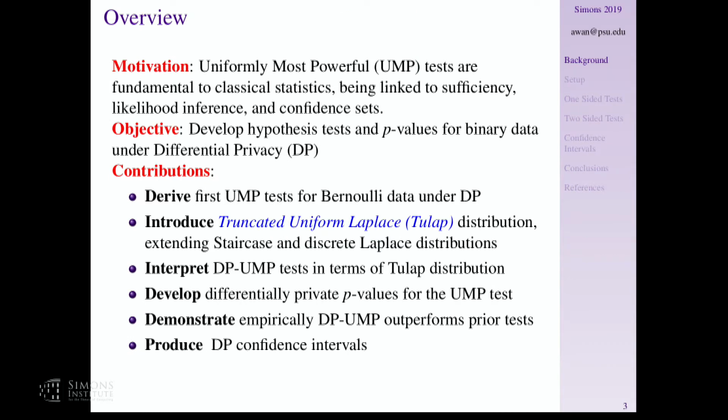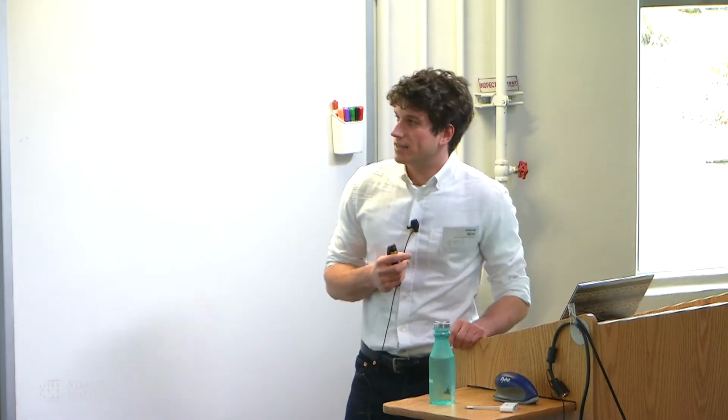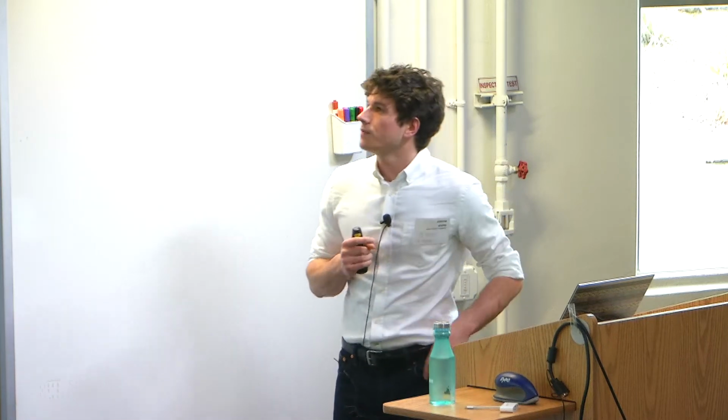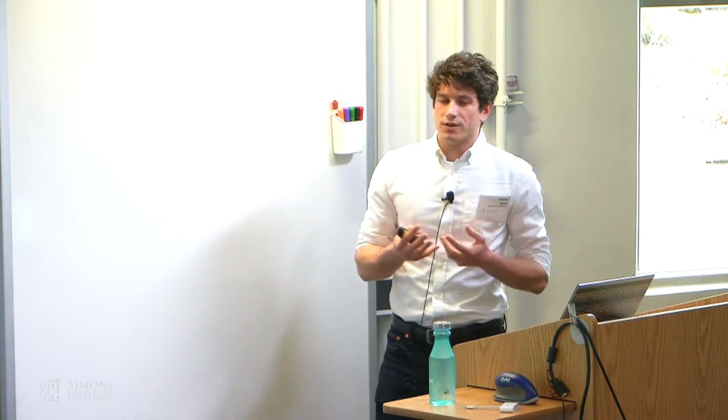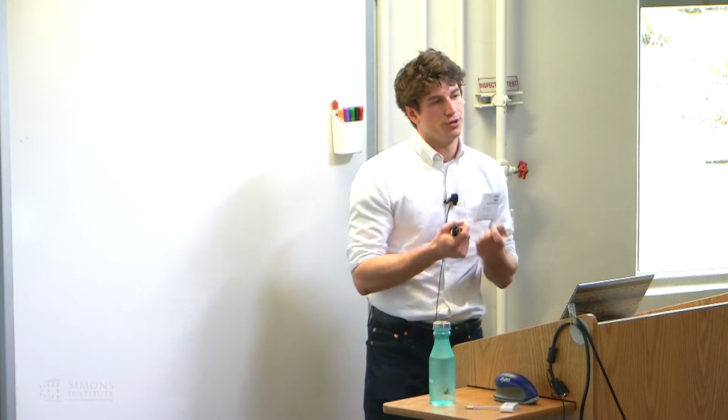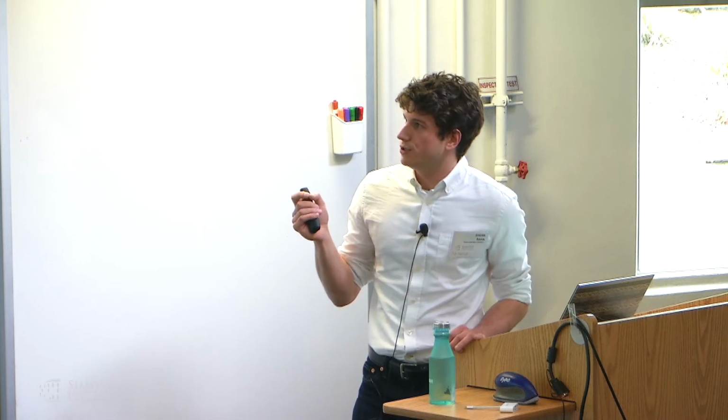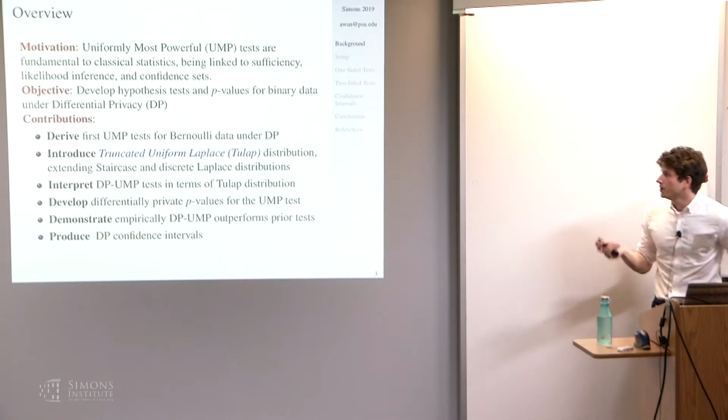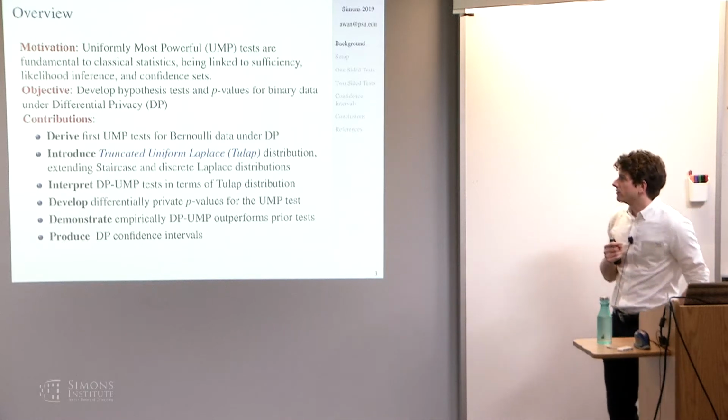So the structure of this talk, our motivation is to work out uniformly most powerful tests. So this is, in classical statistics, the gold standard of the hypothesis test that we'd like to find. I'll define it later. And these are really fundamental in classical statistics. They're closely related to sufficiency, likelihood inference, and we'll see how we can use these hypothesis tests to produce confidence intervals as well. So our initial goal is to develop hypothesis tests and p-values. We're working with binary data under differential privacy.